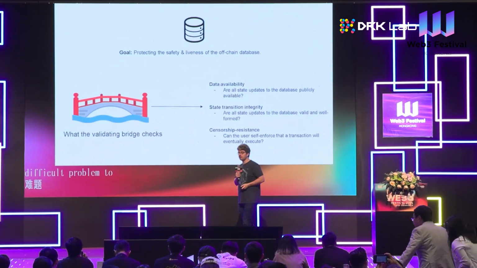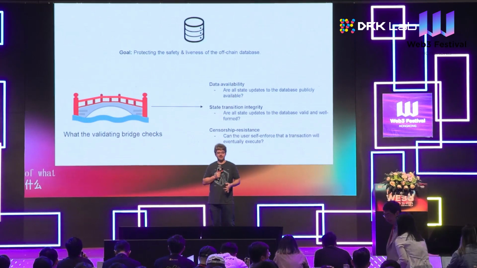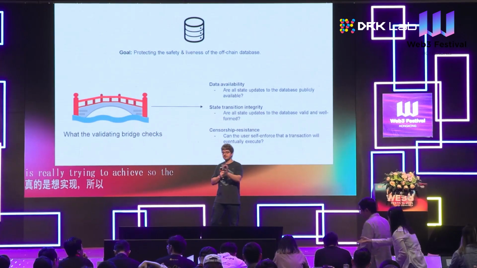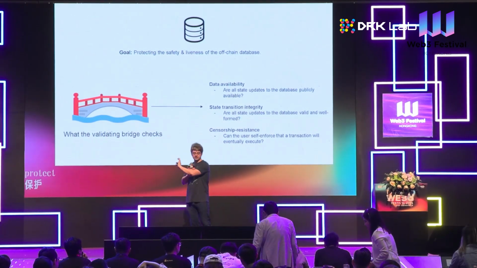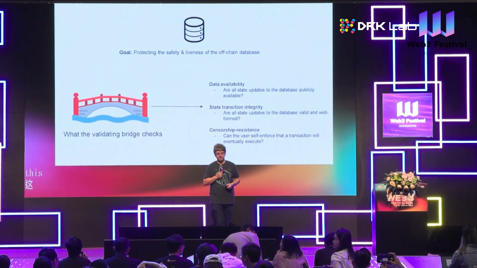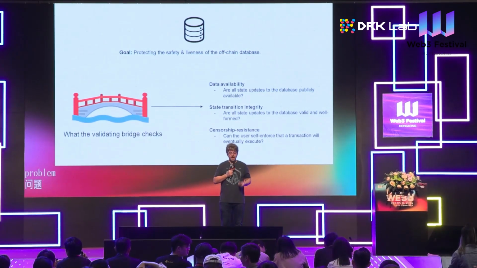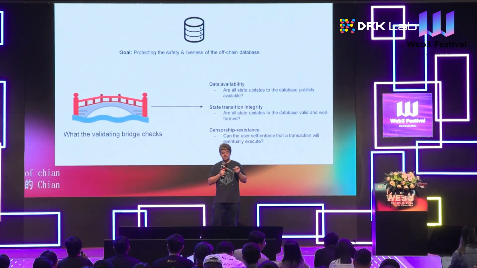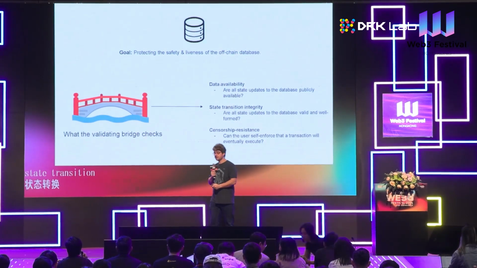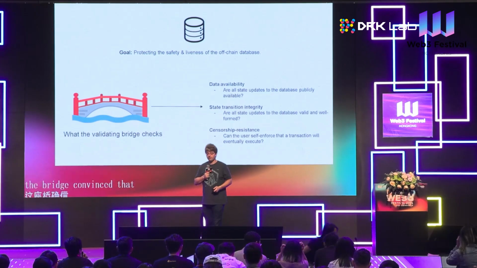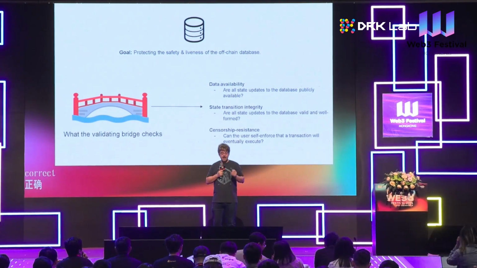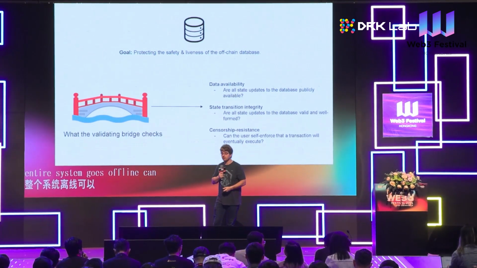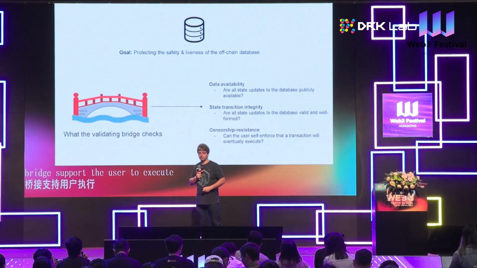So what's the high-level goal here of what it means for a rollup to be secure, or what a validating bridge is really trying to achieve? The goal is that the bridge wants to protect the safety and liveness of this off-chain database. And there are three ways it will solve this problem. First is data availability. How is the bridge convinced that every update for the off-chain system is publicly available? Second, state transition integrity. How is the bridge convinced that every update for this database is valid and correct? And finally, censorship resistance. Even if the entire system goes offline, can the bridge support the user to execute transactions without support of the operators?